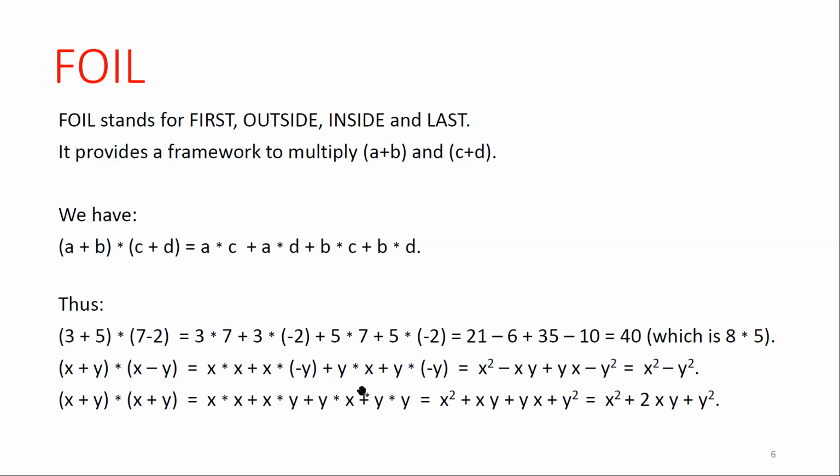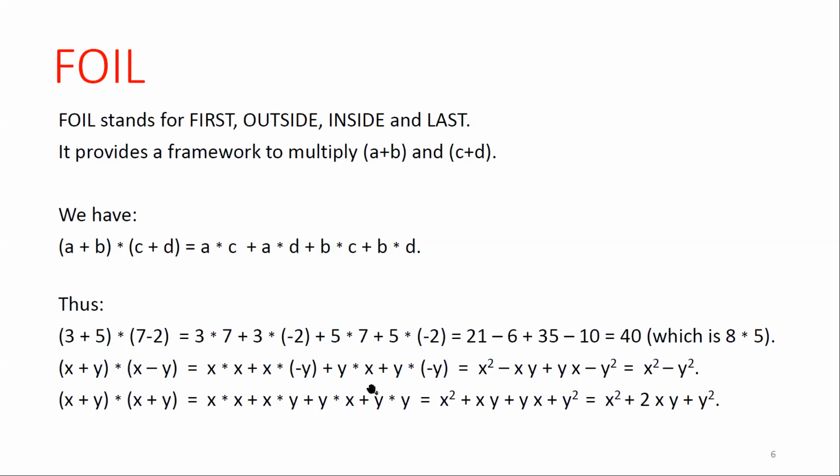What happens to the 2 middle terms? Wait, is it y times... I'm sorry, y times negative y. Thank you. Y times negative y. So we have x squared minus xy plus yx. Well, what's true about minus xy plus yx? They cancel, because it doesn't matter the order in which you multiply. So it's x squared minus y squared.